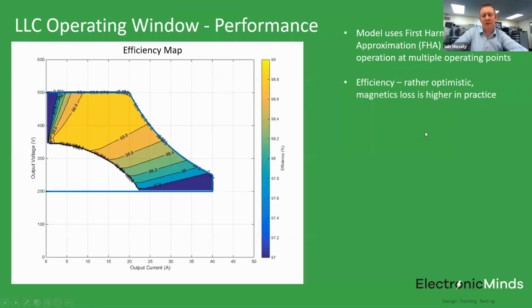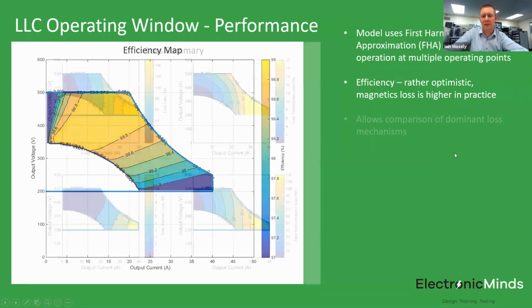This particular efficiency prediction is slightly optimistic, by the way, as well. We found that our loss models for the magnetics were not as accurate as we hoped. So these are slightly optimistic.